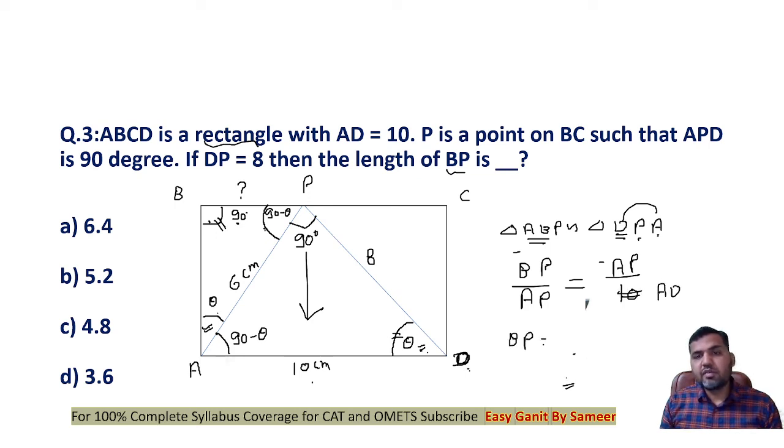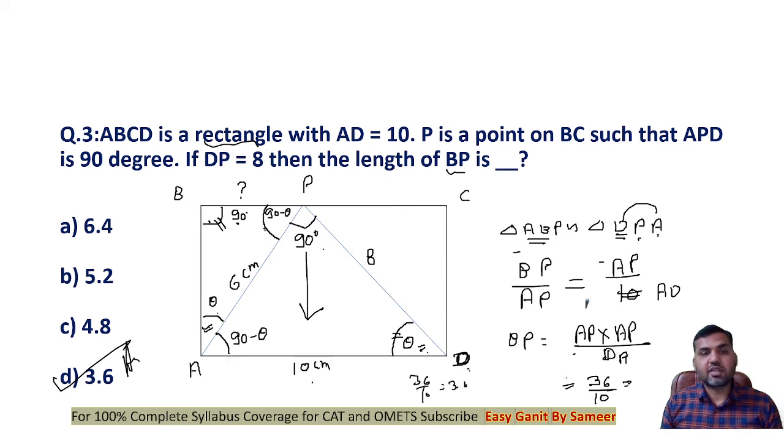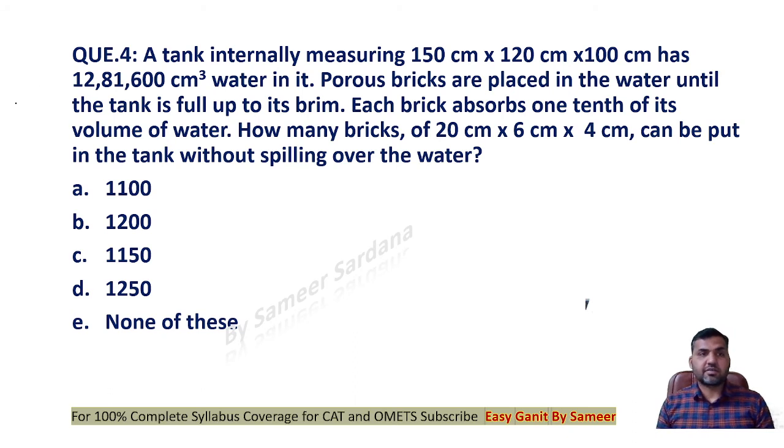So the length of BP will be equal to AP multiplied by AP upon AD, right? AP is 6, so 6 into 6 is 36, 36 upon 10, the answer will be equal to 3.6, right? So the answer is D option. 36 upon 10 is 3.6, so the length of BP will be equal to 3.6, and D is the correct answer of the question.